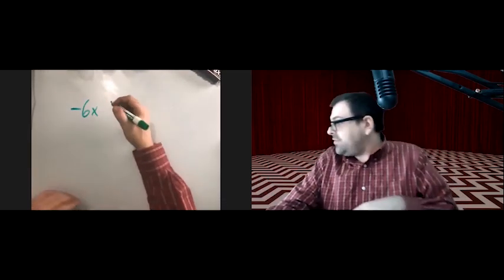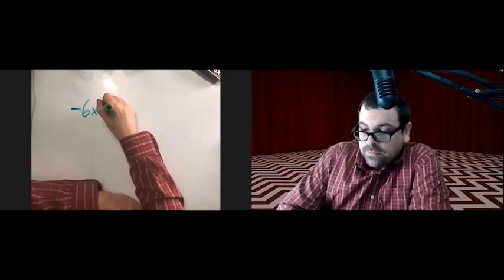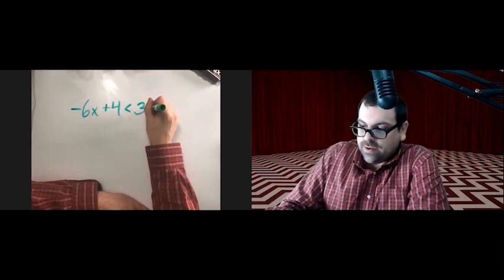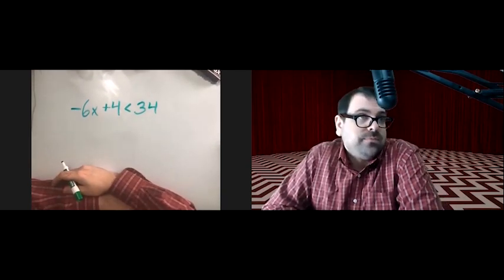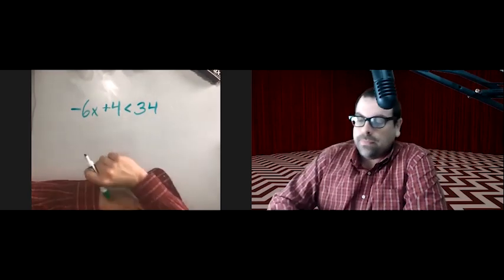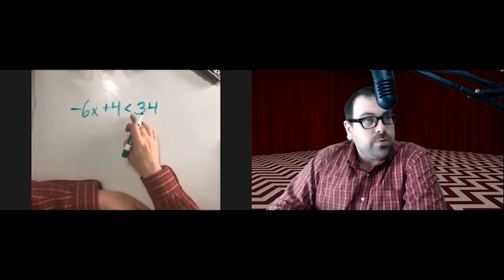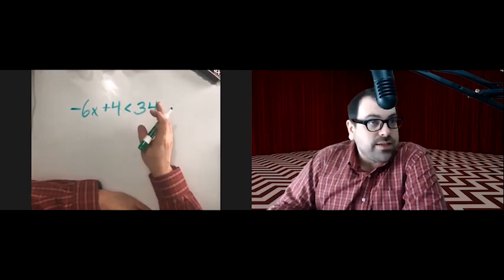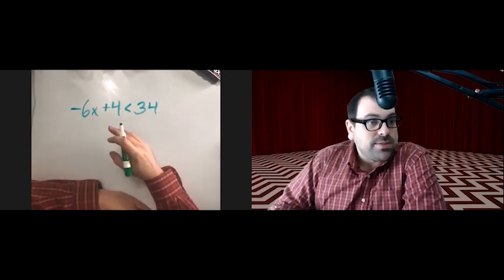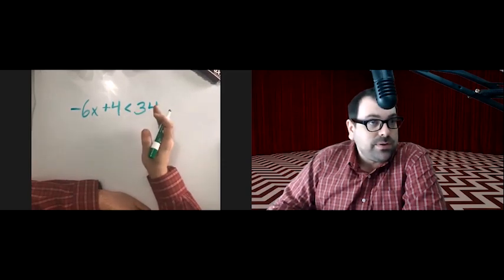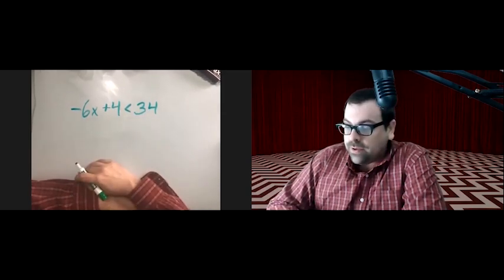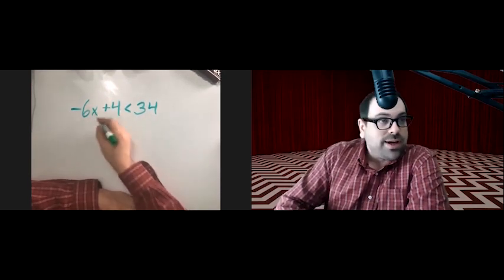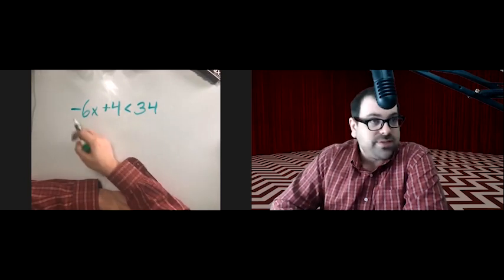Let's say we have negative 6x plus 4 is less than 34. Well, let's pretend it was equals 34, and let's not do anything differently until we get to a step where we might multiply or divide by a negative number. Okay, so we want to get the x by itself, which means we want to get the negative 6x by itself.